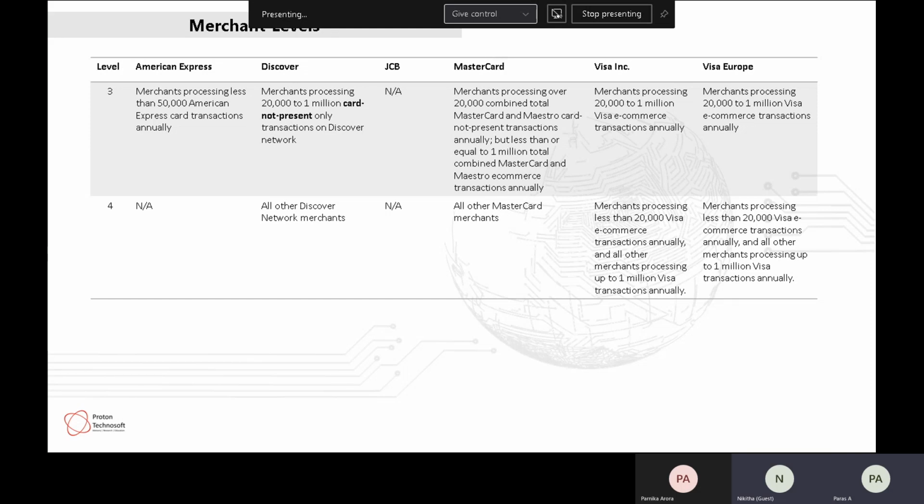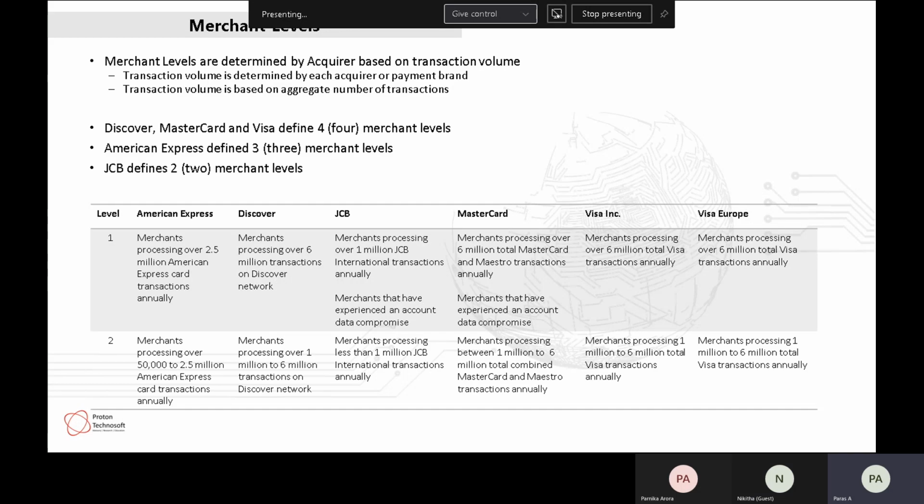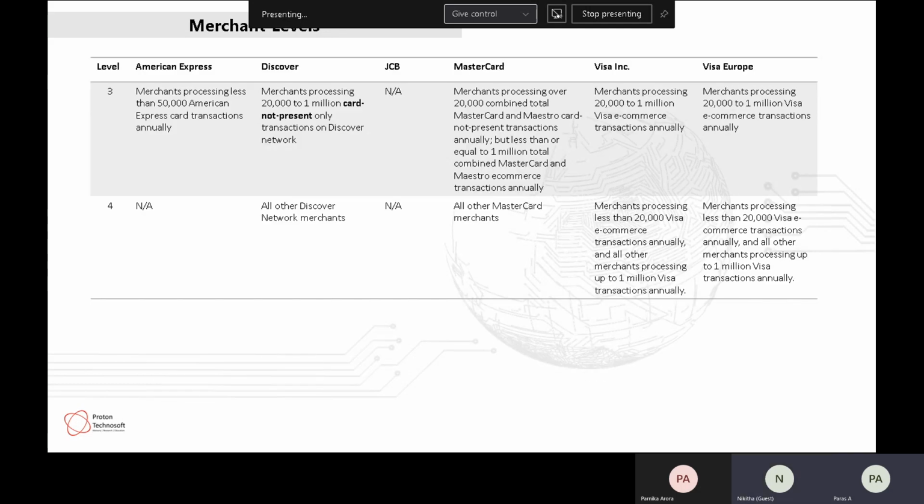Similar is the case down below. American Express has only 3 merchant levels, so it doesn't have any fourth one. Discover says if somebody is doing less than 20,000, I will treat them as a level 4 merchant. MasterCard says if somebody is doing less than 20,000, I will consider them as a level 4, and the same goes for Visa as well. Now, why is there this segmentation of merchants?